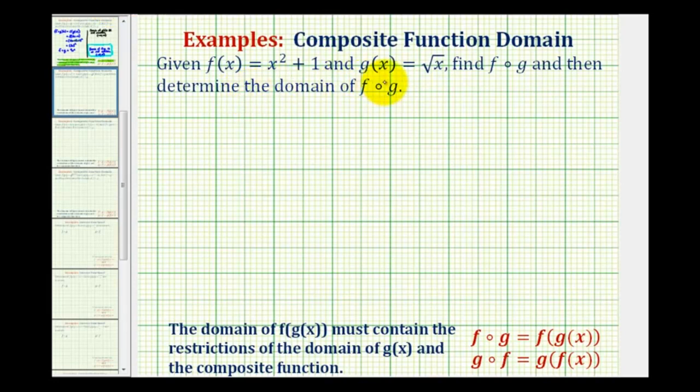Given f of x and g of x, we want to find the composite function f of g and then determine the domain of the composite function f of g.